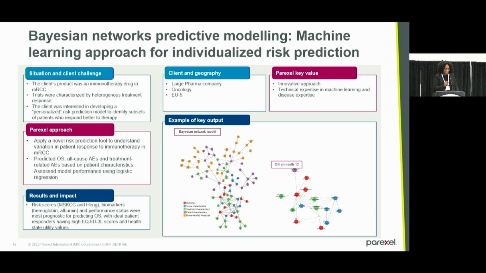But the top line here, again, coming to the output, the DAG that you see, it shows the interdependencies in the various variables. We are also able to identify the variables that best predict the outcomes of interest. So in this case, it was the risk scores, Memorial Sloan Kettering scores and Heng scores, biomarkers, as well as some of the performance status indicators. We're able to use that to identify best response, i.e. patients who are likely to hit certain thresholds of outcomes.